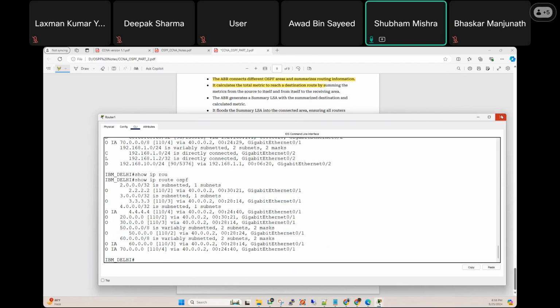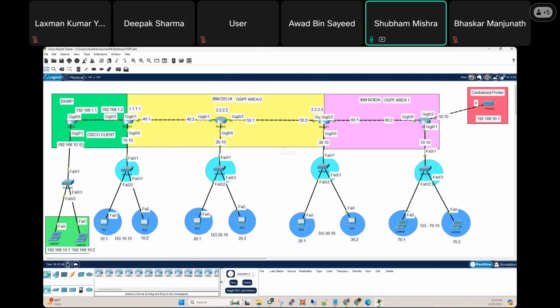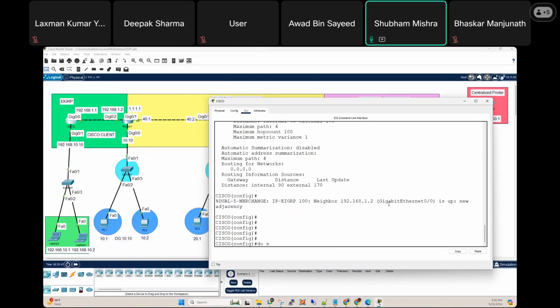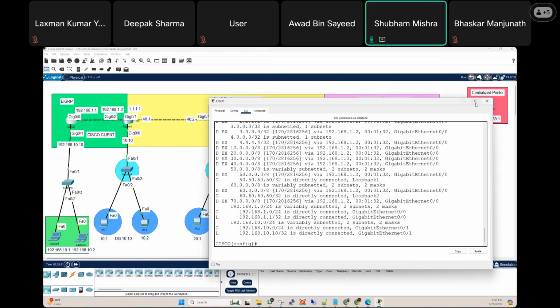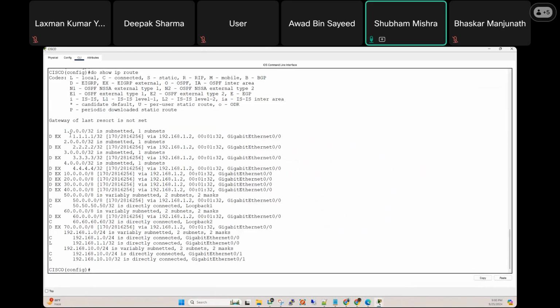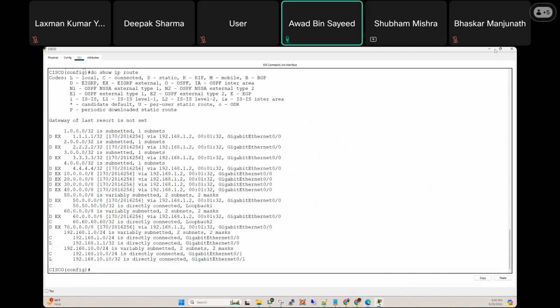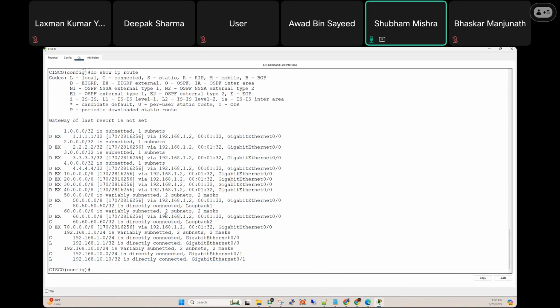So till now, what I did, guys, I redistributed all OSPF routes into EIGRP. Now I am on this router, running the command show IP route. Are you able to see the routes of OSPF? Yes. See now, 50 network, 60 network, 10, 20, 30, these are OSPF routes.